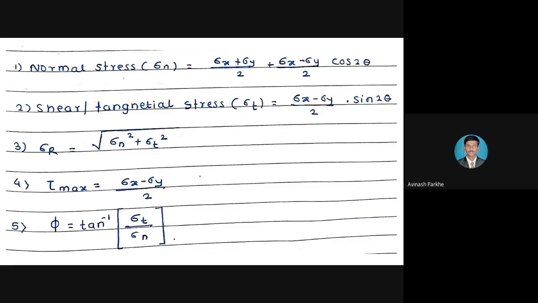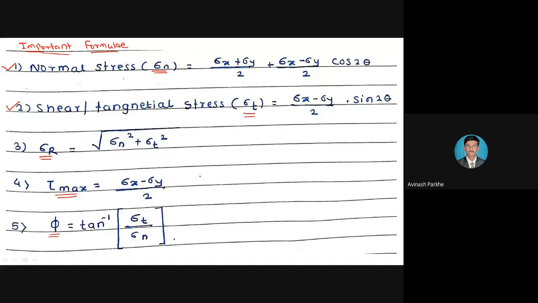So, important formulae. Take this particular list of the formulas in your notebook. There is a change in formula number 1 and formula number 2. The formula for the resultant stress, the formula for the maximum shear stress, and the formula for the angle of obliquity, that is the sigma r formula, tau max formula, and the phi formula, are the same for all three cases. The only difference is in the normal stress and the tangential stress.